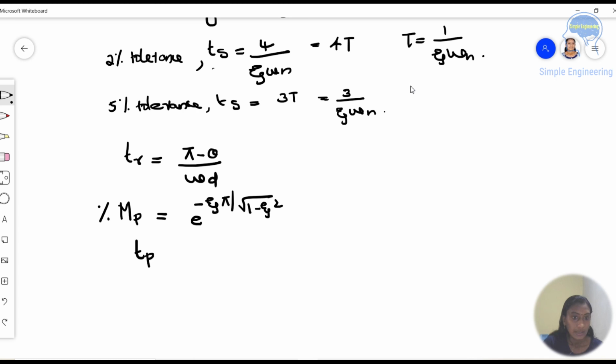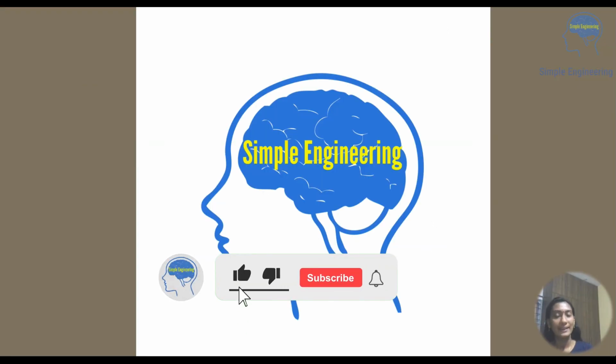Then TP, peak time, will be equal to pi by omega d. Then we know that omega d is the damped frequency, which will be equal to omega n into root of 1 minus zeta square. Hope this is clear for everyone.